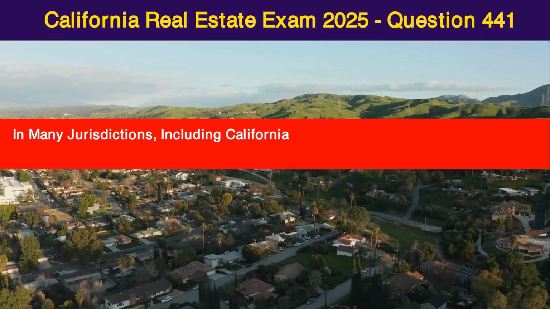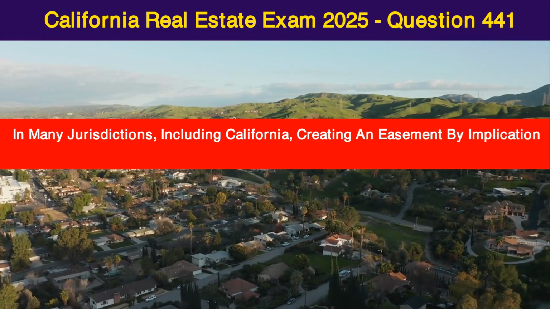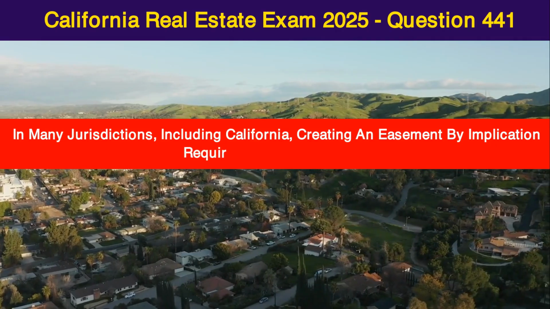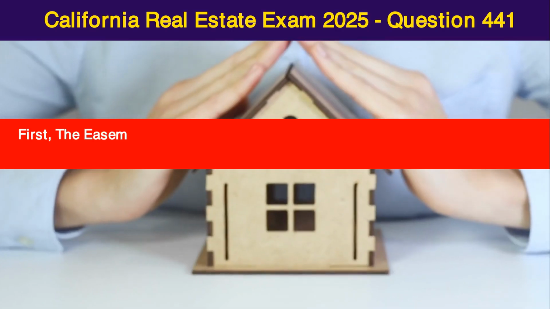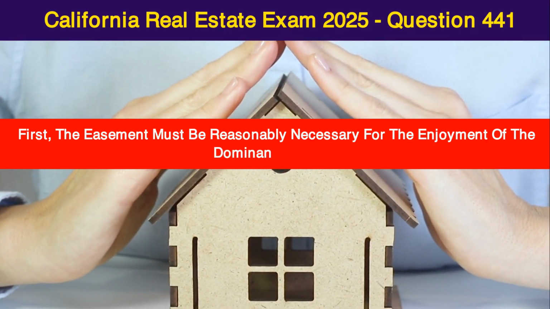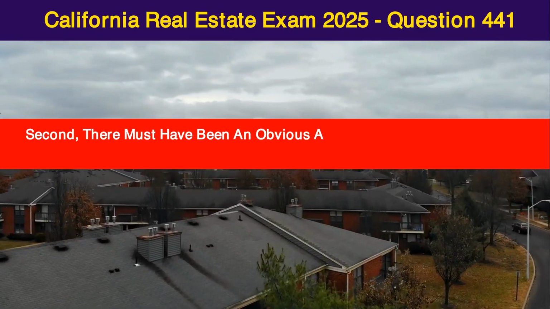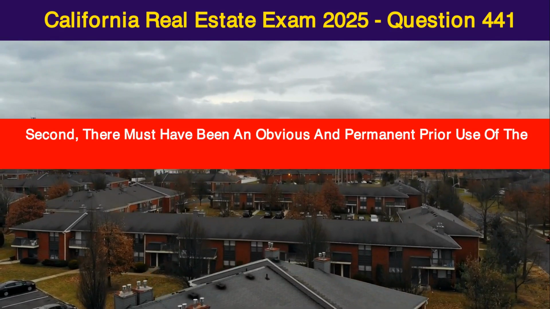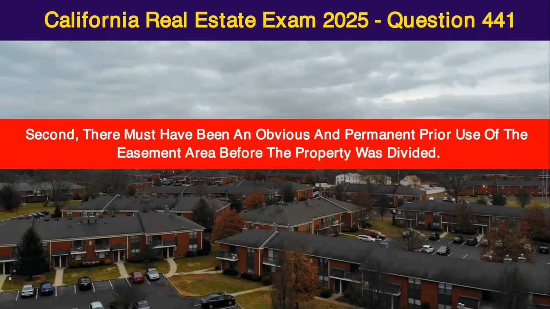In many jurisdictions, including California, creating an easement by implication requires two key elements. First, the easement must be reasonably necessary for the enjoyment of the dominant property. Second, there must have been an obvious and permanent prior use of the easement area before the property was divided.